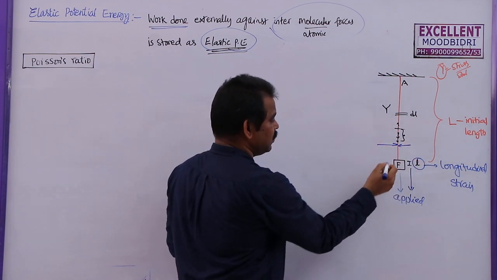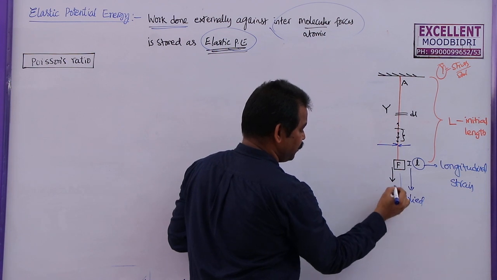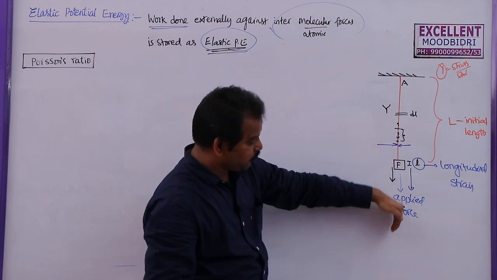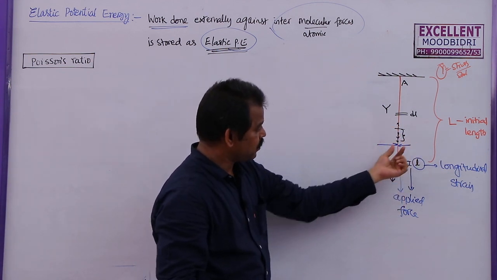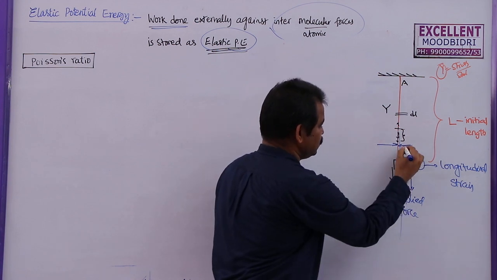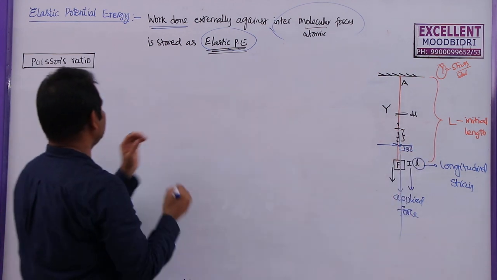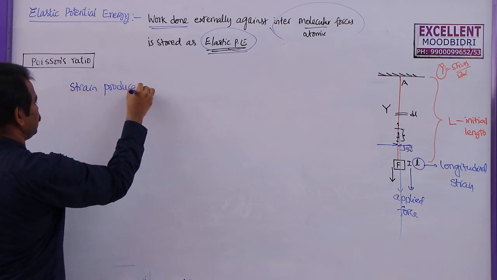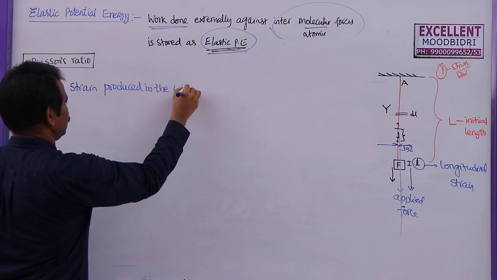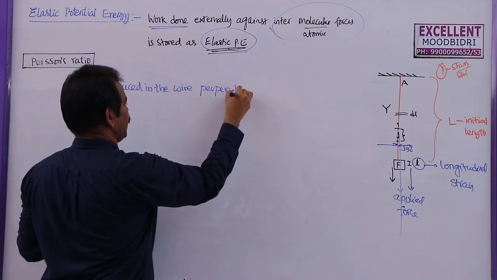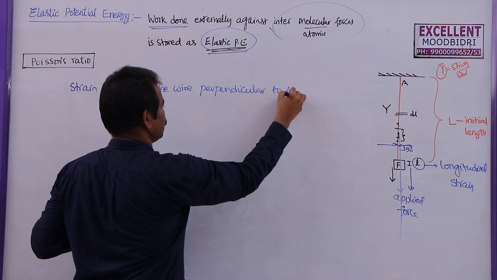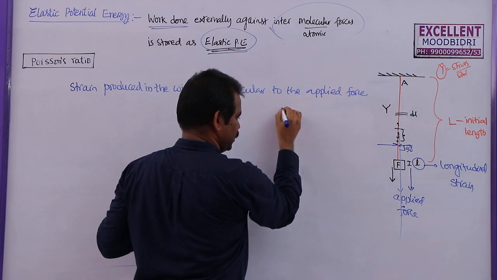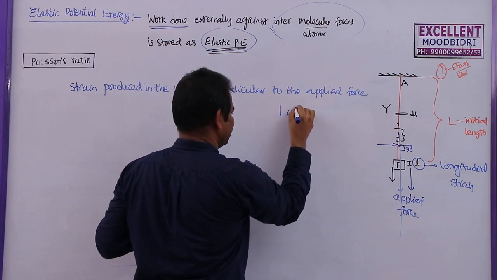Here the length is increasing like this, but this strain is produced perpendicular to the applied force. Why? Because the applied force is downwards, but the strain produced is perpendicular to it. That means for this force, this strain is at 90 degrees. So the strain produced in the wire perpendicular to the applied force is called lateral strain.